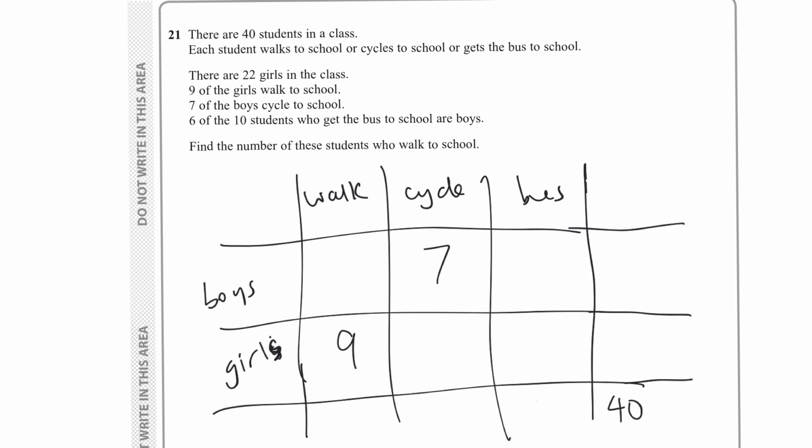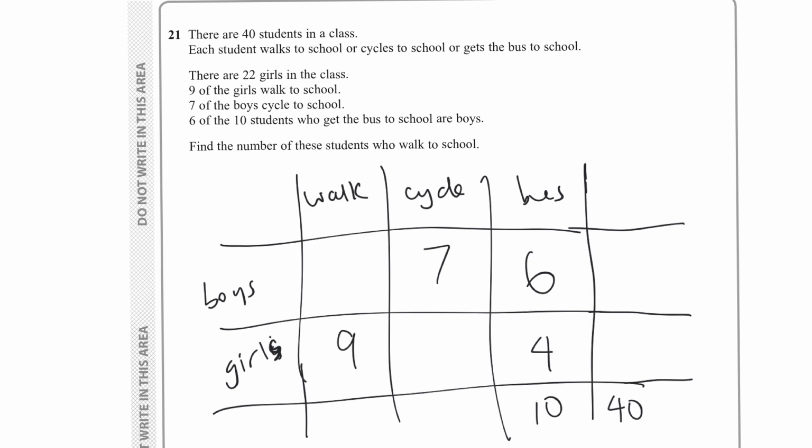That's like our total. So in terms of this now, we know that 6 out of 10 students who take the bus to school are boys. So 6 out of 10 take the bus who are boys, so therefore 4 of them will be girls. So that means the total people that take the bus is 10. We know that, so we're working out the number of students who walk to school. So if we know 9 girls walk to school, 7 boys cycle.